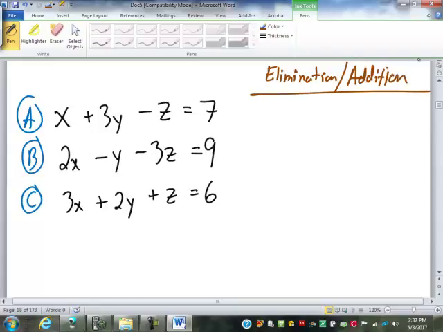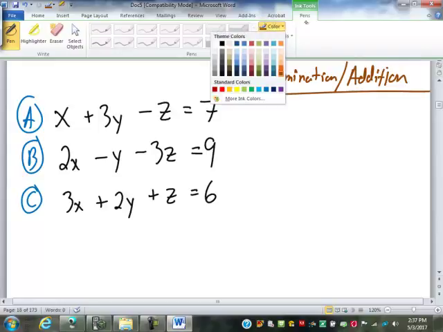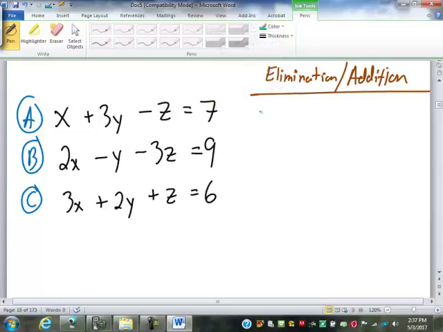So to do elimination or addition method, we can only combine two equations at a time. And we're going to have to do that twice. The key is the first time we're going to do it, we're only going to use two of the equations. The second time, we have to use the third equation and then one of the first two. So if I look at this, I am going to add equation A plus equation C.